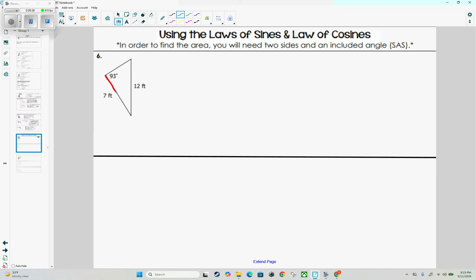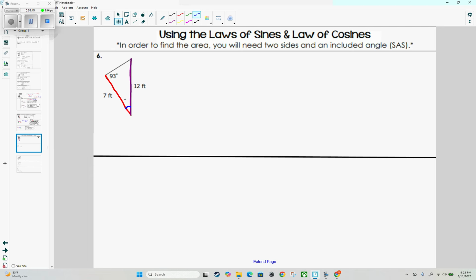So I have this side, that's 7, and I have this side, which is 12. But I am missing this angle. So I was missing the other one, and I could use my all angles equal 180, which makes things nice. The problem here is I only have 1 degree. I don't even have the other degree. So I need to figure out what this is.